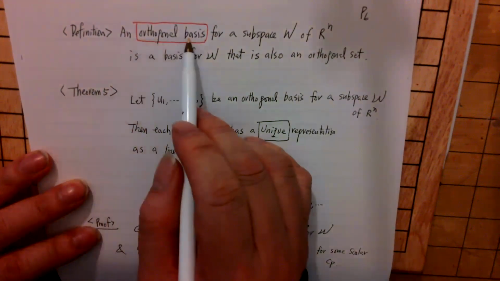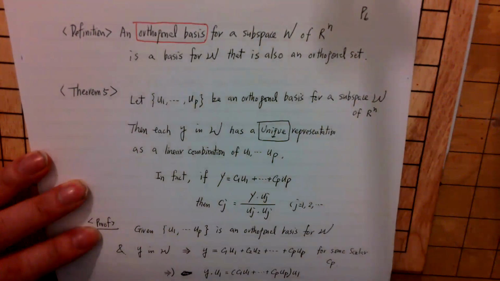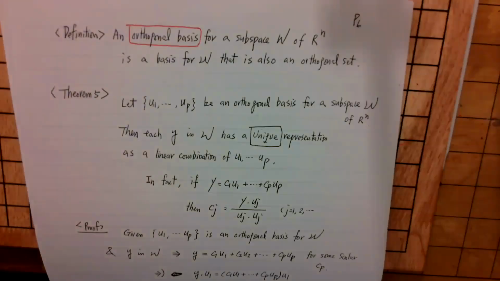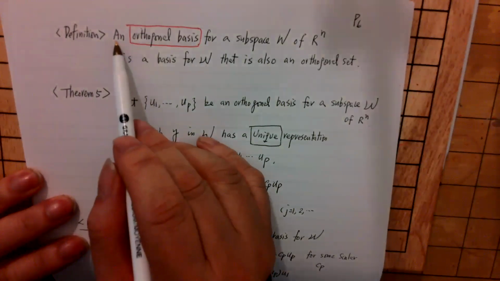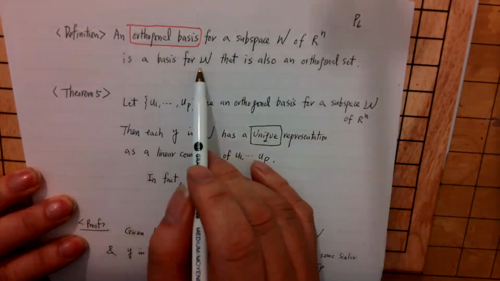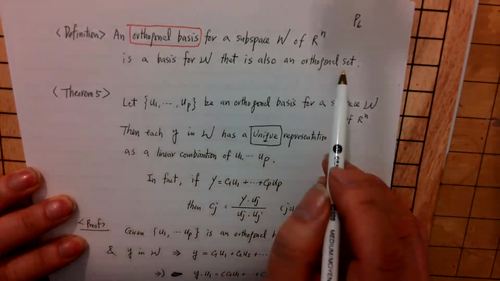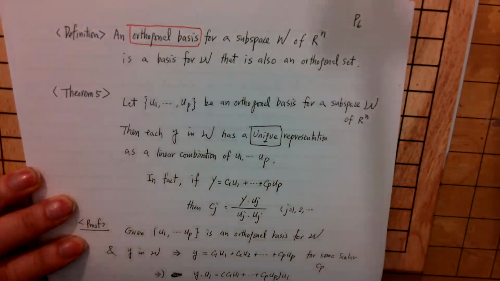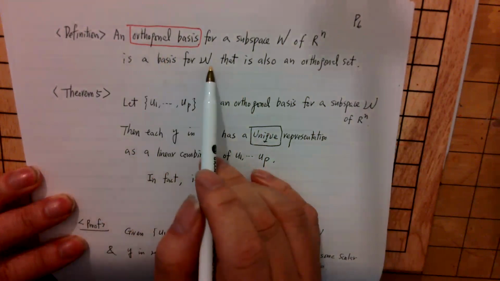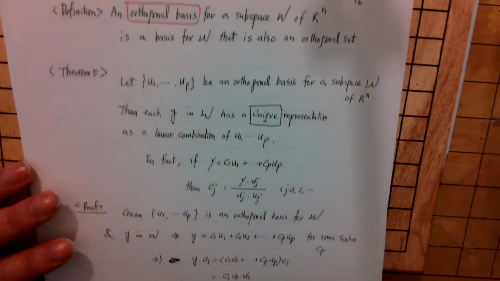So an orthogonal basis for a subspace W of Rn, okay, let me try one more time. Sorry for the coughing. An orthogonal basis for a subspace W of Rn is a basis for W that is also an orthogonal set. So to make a long story short, two conditions need to be satisfied. First, the set needs to be orthogonal. And it must be a basis for W. Two conditions need to be satisfied, okay?